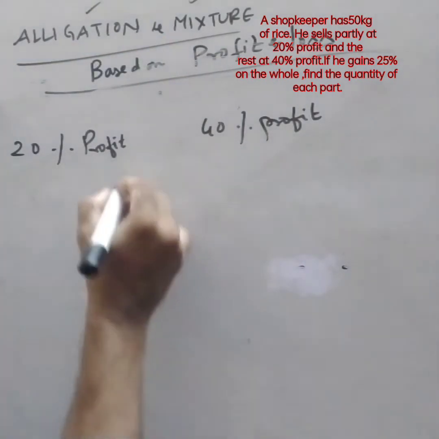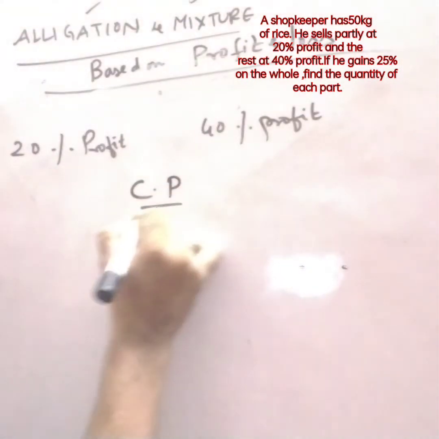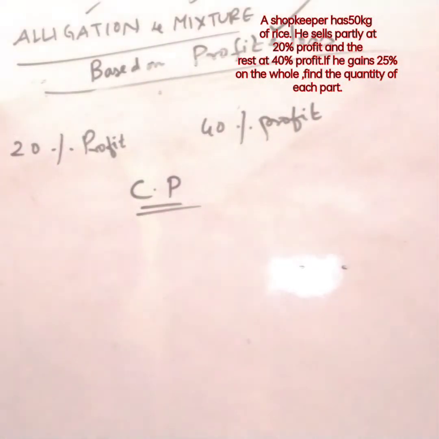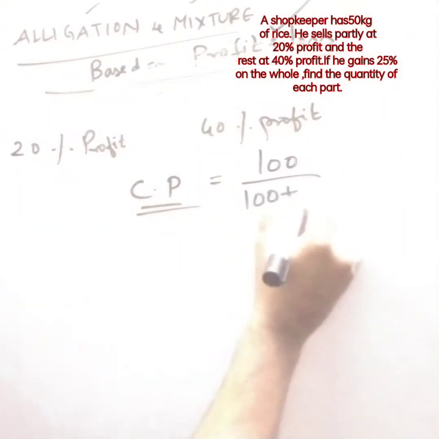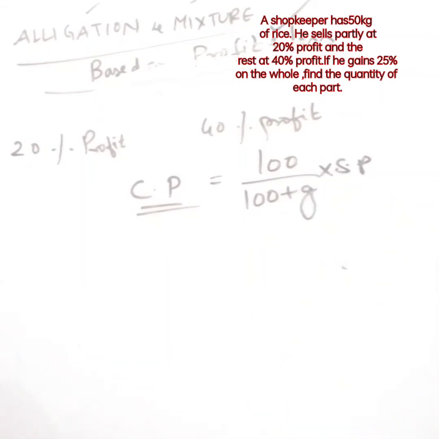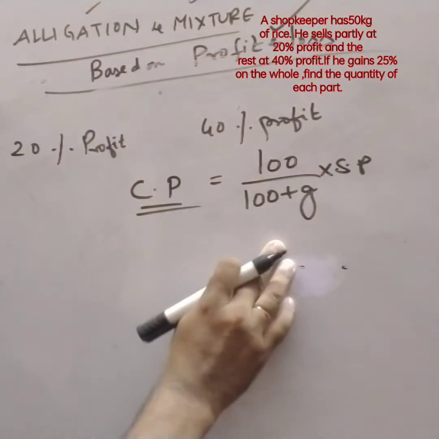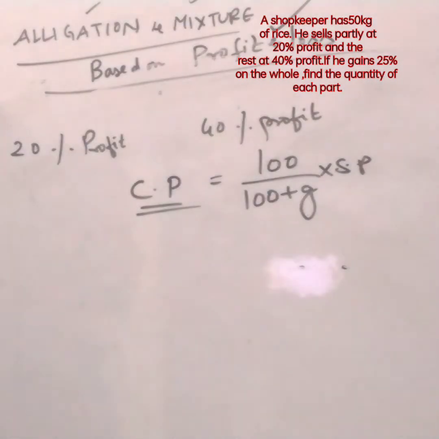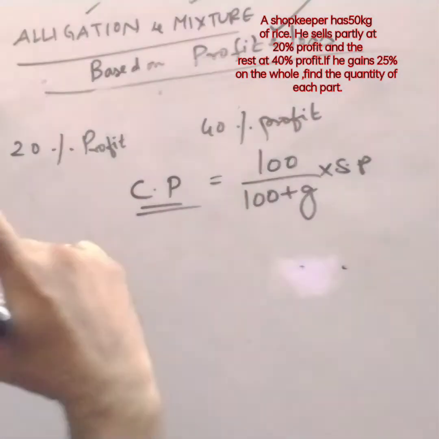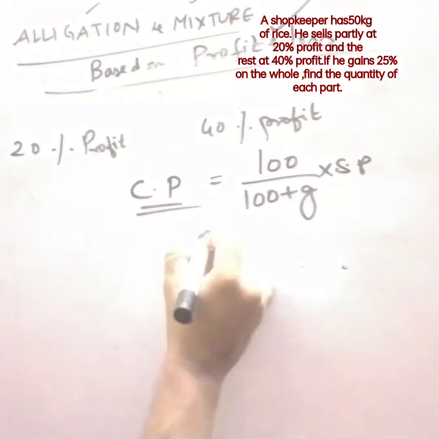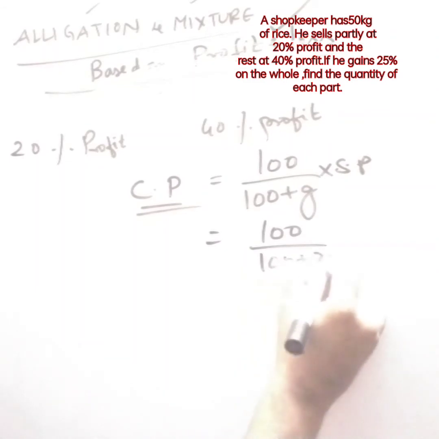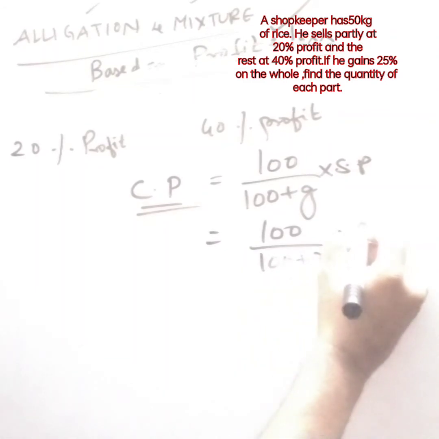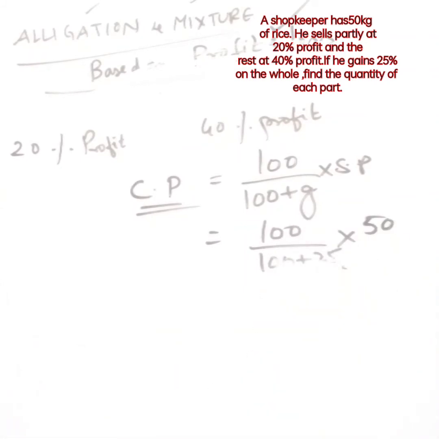Now what is the cost price first? First we have to find the cost price in profit and loss type of questions. Cost price is equal to, we know the formula, 100 by 100 plus gain into selling price if there is gain. If there is loss, it is 100 by 100 minus loss into selling price. So in this question we have gain of 25%. So it is nothing but 100 by 100 plus 25 into what is the selling price now? Mixture, so that we have 50 kgs.